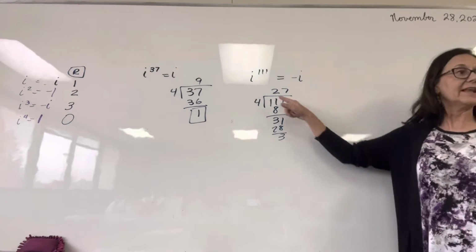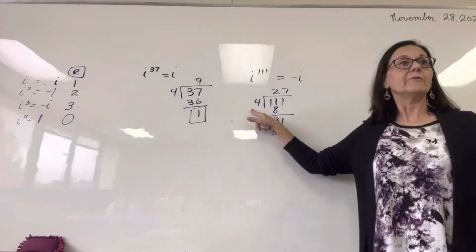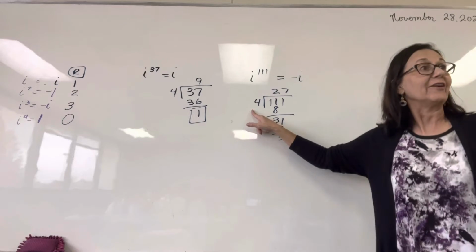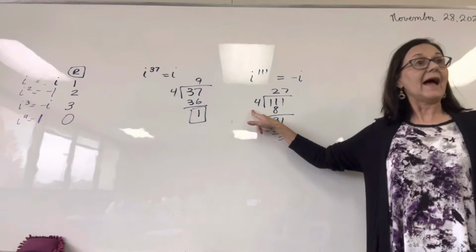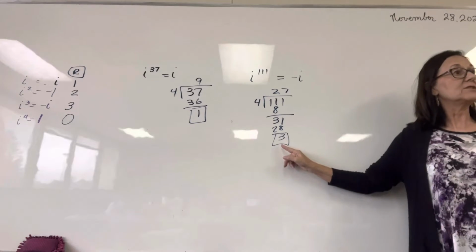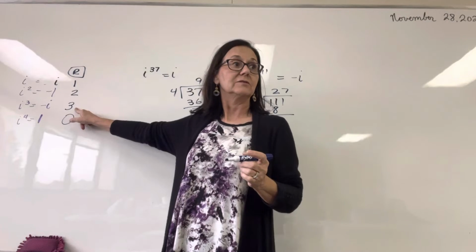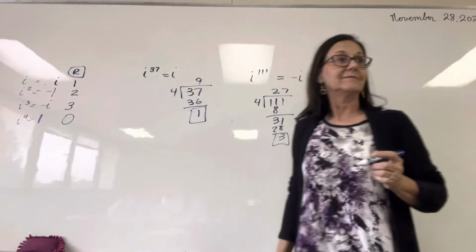Okay, so I did 111 divided by 4. Why 4, everybody? Because of the pattern. There are 4 terms in the pattern. I'm looking at the remainder. The remainder tells me where it falls in the sequence.